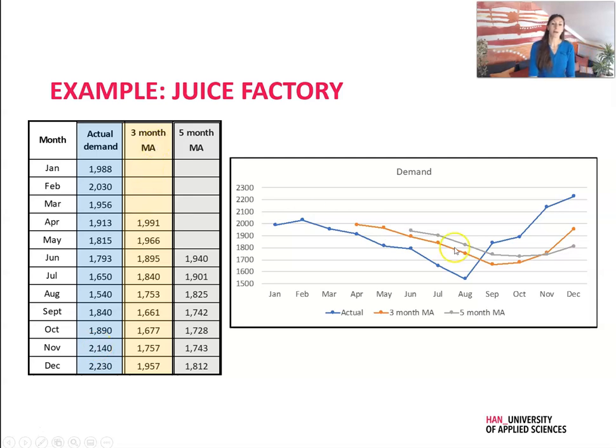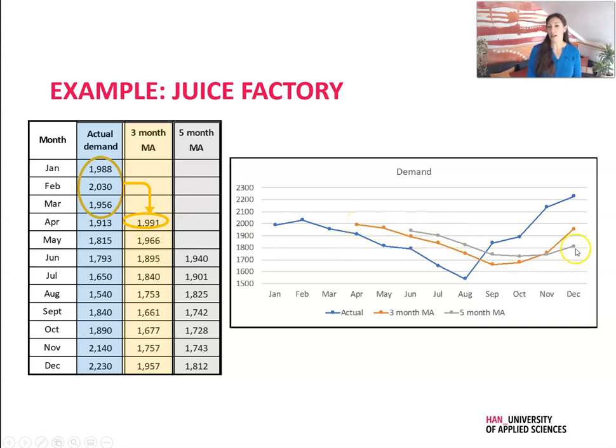And the orange line is depicting the 3-month simple moving average. You can see that it starts in April because I needed 3 months of data before I can start calculating this forecast. So here we have 1,191, and this would correspond to this dot right here.